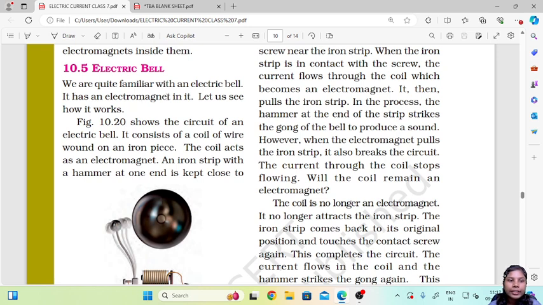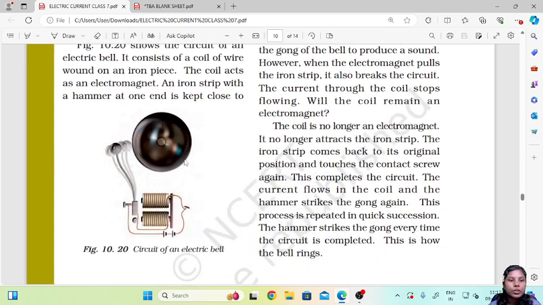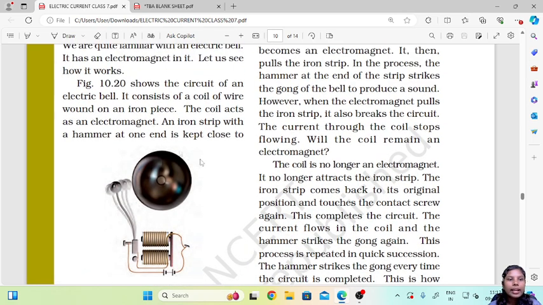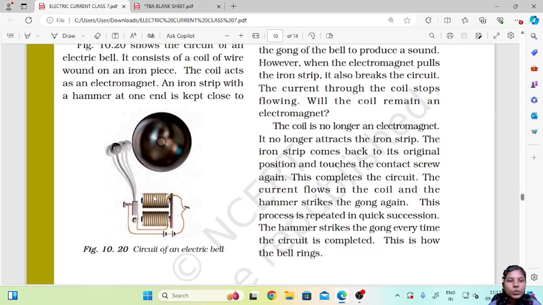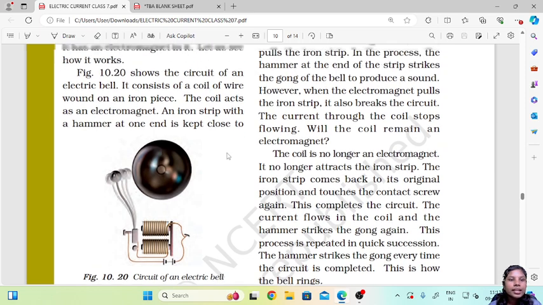It has an electromagnet in it. So electric bells have the electromagnet placed inside. Now figure 10.20 shows the circuit of an electric bell. So this is the electric bell. It consists of a coil of wires wound on an iron piece. Here you see, this is the iron piece and this is the coil of wires that are wrapped around.